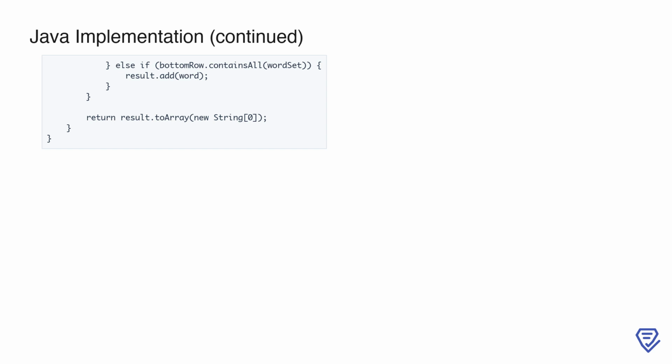After processing all the words in the input array, we convert the result list to an array using the toArray method and return it as the output. This ensures that the final result is an array of strings, consistent with the method's return type. This implementation is both efficient and easy to understand, leveraging the power of sets to perform quick membership checks and simplify the logic for row validation.